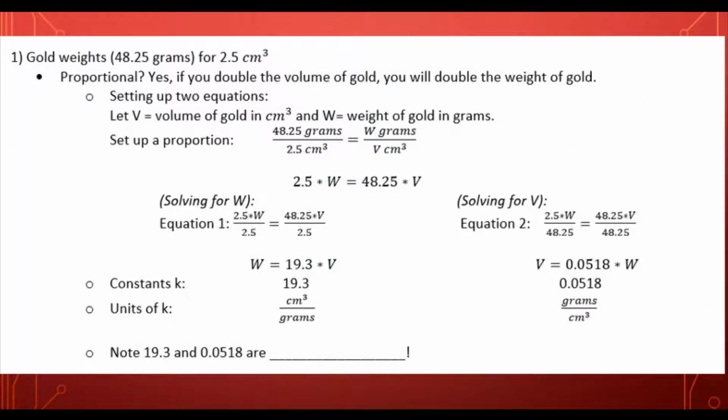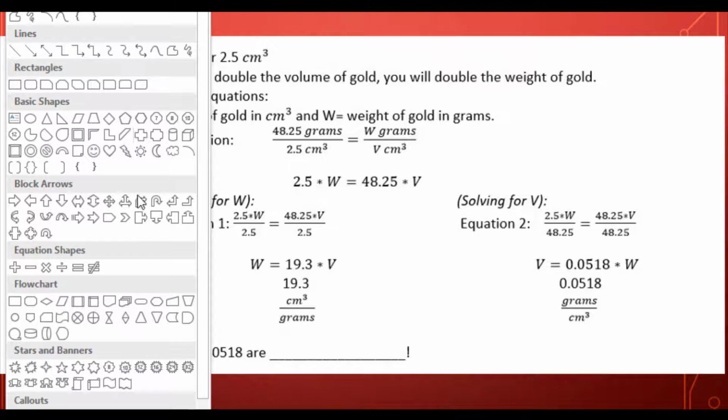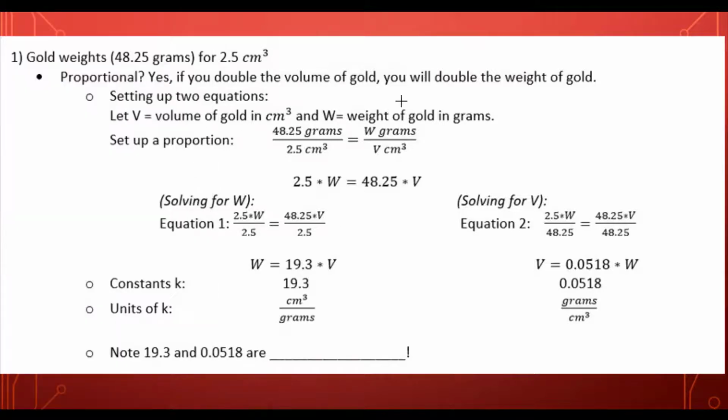This one is done for you in the book, but I just want to go over it a little bit. So it says gold weighs 48.25 grams for 2.5 cubic centimeters. So a cubic centimeter is volume. I'm just going to put a picture up here of what a cubic centimeter is, what it looks like, and that would be right here.